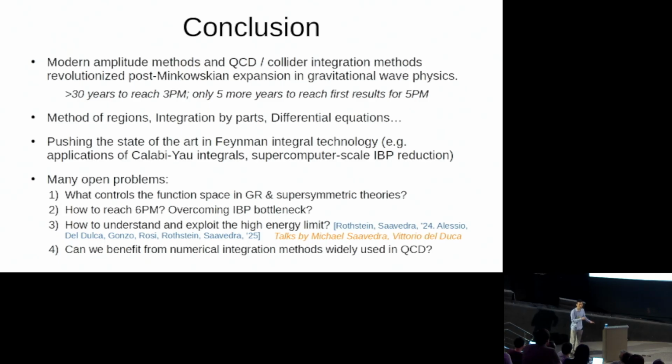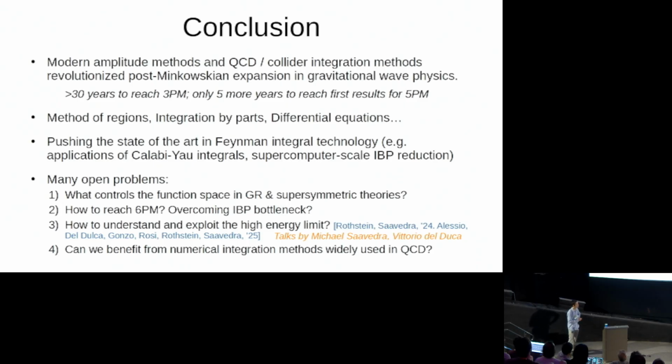And even in GR, we have preliminary progress. For example, in the 1SF truncation, the conservative part has seen remarkable cancellation of Calabi-Yau integrals, although in the dissipative part, they appear again. So we don't really have a good understanding of when interesting functions show up.